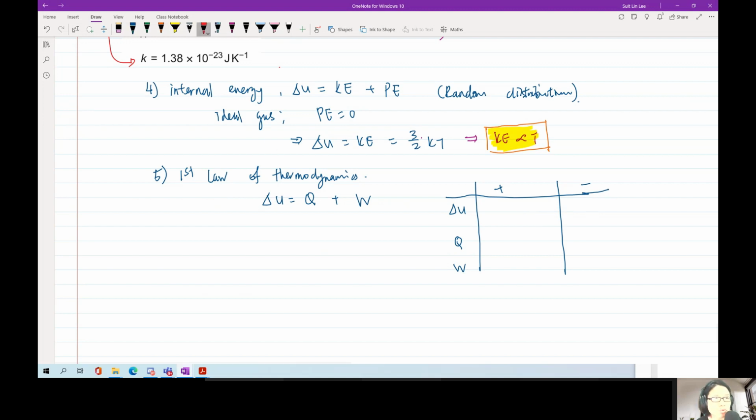The easiest one is Q. Q is positive when heat is added, negative when heat is removed, and 0 when there is no heat flow. Make sense? Okay.